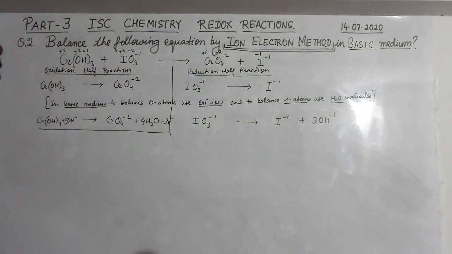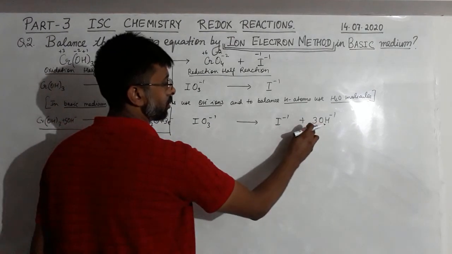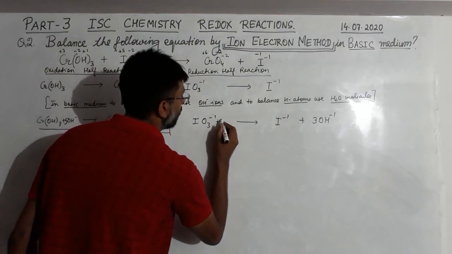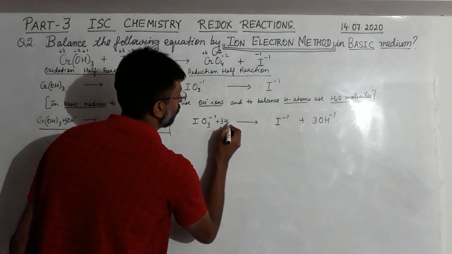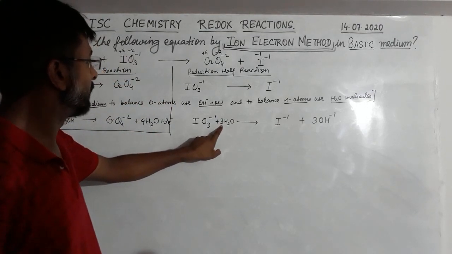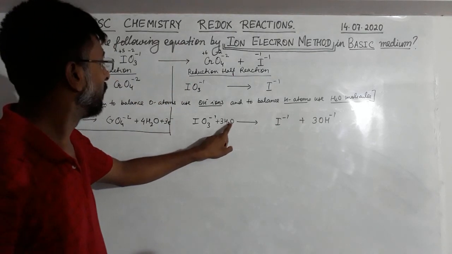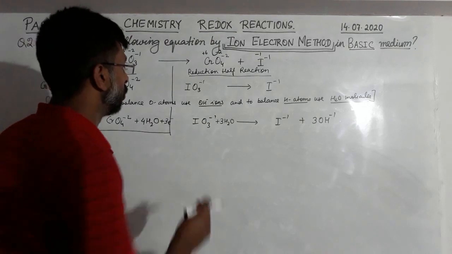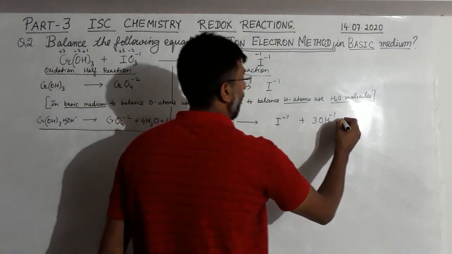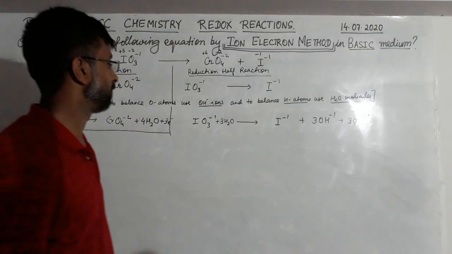As soon as I put 3OH⁻ on the other side, oxygen is balanced, O3 over here, oxygen 3. But hydrogen has become 3. So here I will put 3H2O. As soon as I put 3H2O, I see that hydrogen is 6, but hydrogen is 3 over here, and oxygen is 3 plus 3, 6. So again I have to balance the oxygen. How will I balance it? By putting another 3OH⁻.